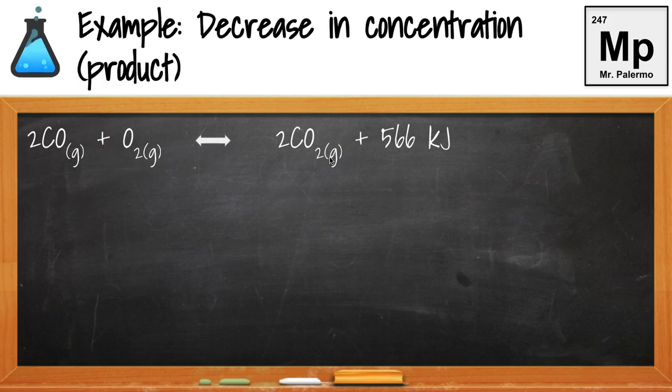And lastly, let's look at a decrease in concentration on the product side. So we're going to decrease the amount of CO2. And so we decrease the amount of CO2, we're going to get a shift back towards, take away, towards that side. And so everything on the product side increases, and everything on the reactant side is going to go down or decrease.